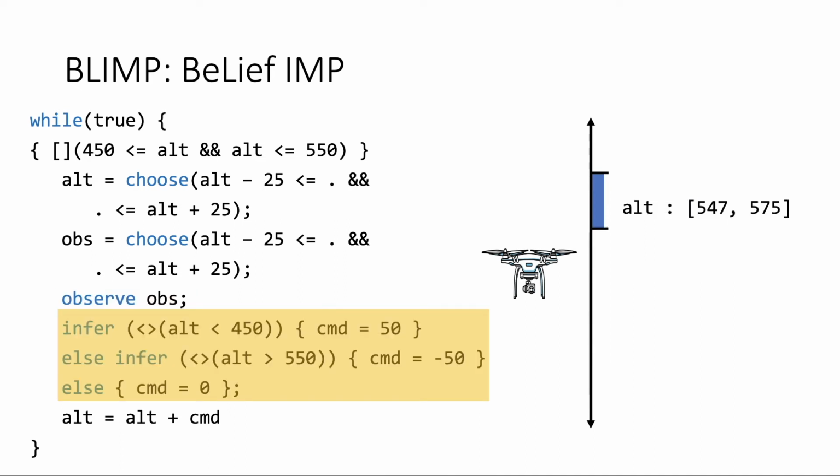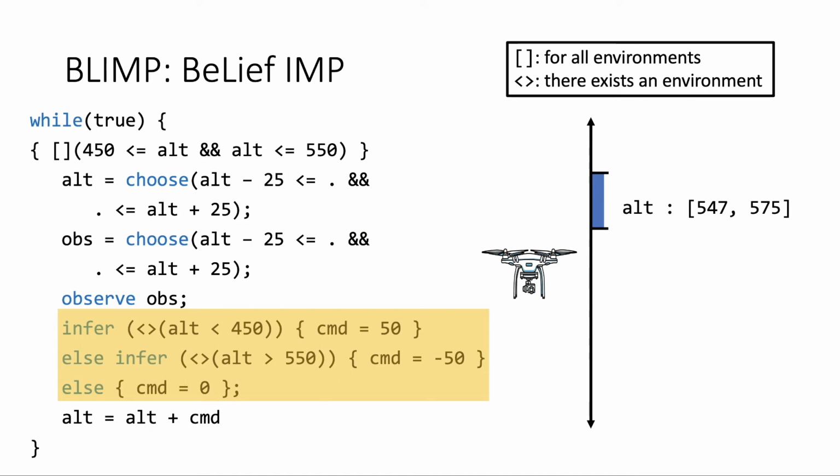And now we're going to execute our state estimator. The state estimator uses these infer statements, which are like if statements, but they use these modal predicates. So which branch is going to execute? Let's look at the first condition. It says, is it possible that alt is less than 450? And the answer is no, not according to our belief state.